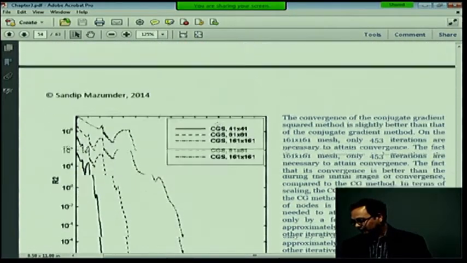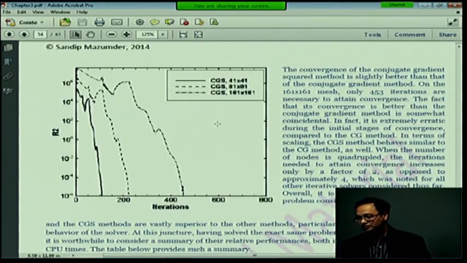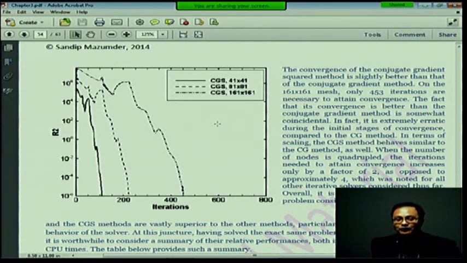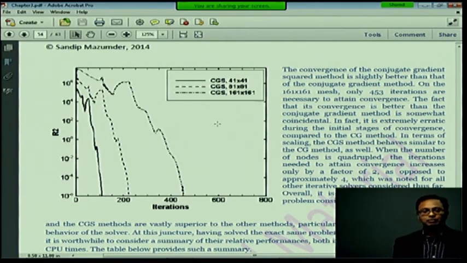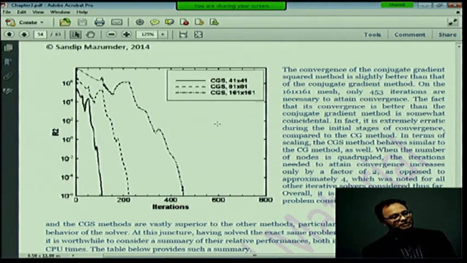This is CGS, conjugate gradient squared. It's slightly faster than conjugate gradient, but that's problem dependent. It doesn't always happen. I would say order of magnitude wise, they are similar, CG and CGS. CGS, in terms of floating point operations, is slightly more expensive, maybe about 25% more expensive per iteration. But the performance is just as good as conjugate gradient.